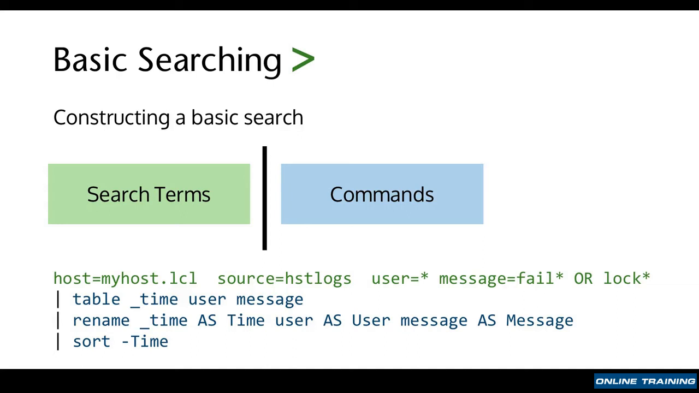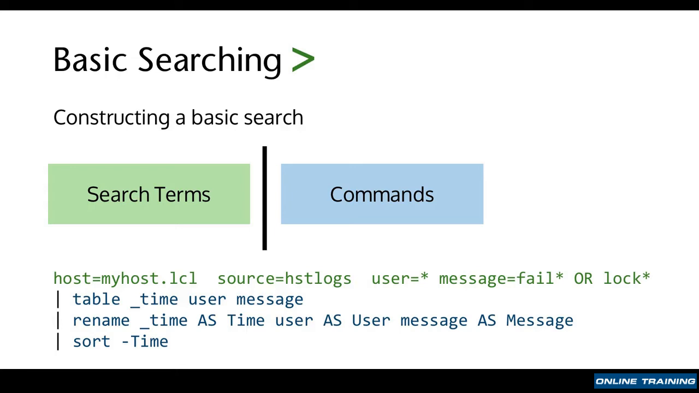Next we're doing some commands. And right at the start there we can see the popular table command. And then we simply list the fields that we want the table to have, the columns. So we have _time, which is Splunk's default time field. And we'll talk more about time later. We have user, which we've pulled in with that user equals asterisk. So we have pulled in the user field, so it will display something there. And then message, and message will either contain fail or lock.